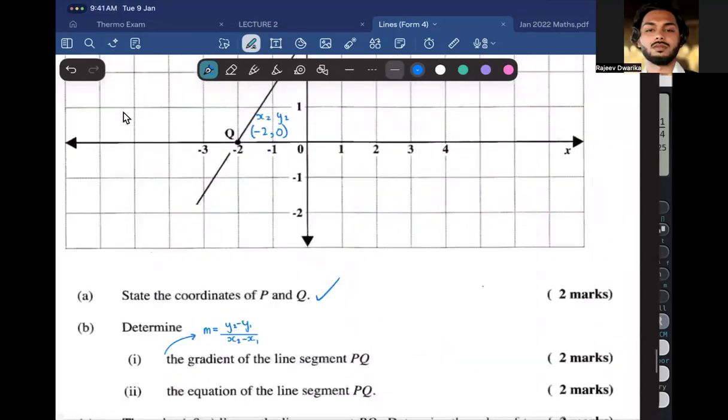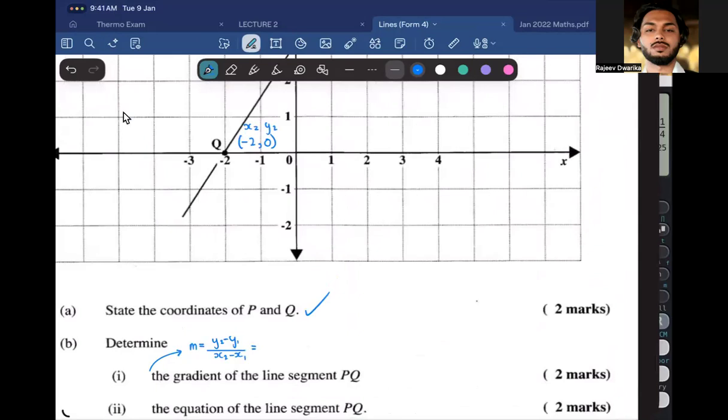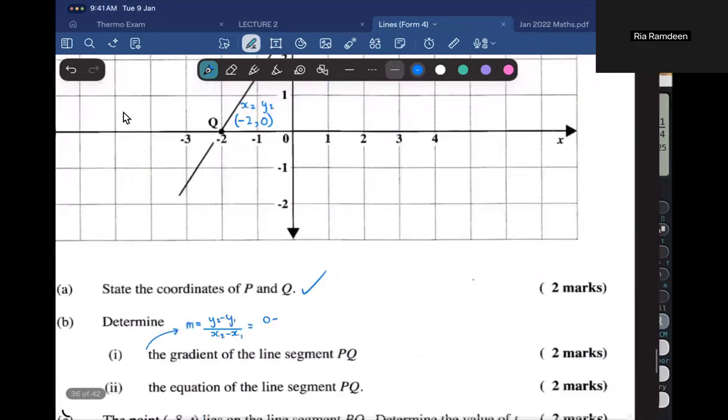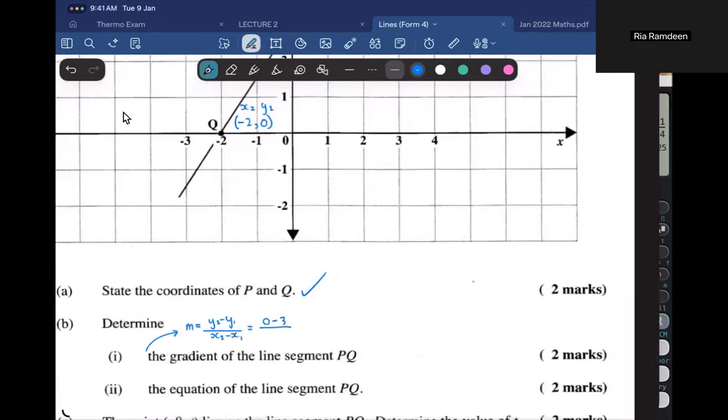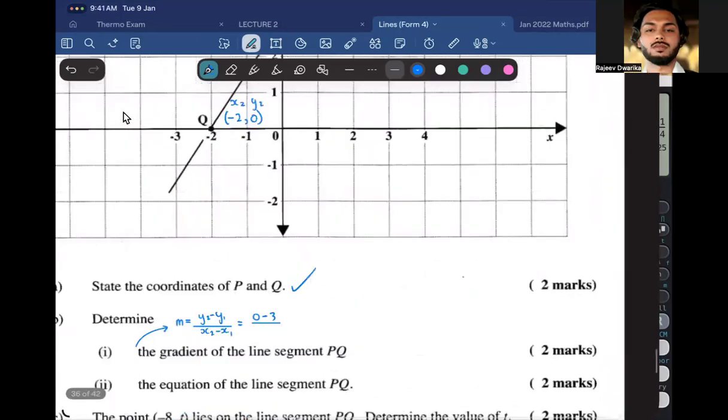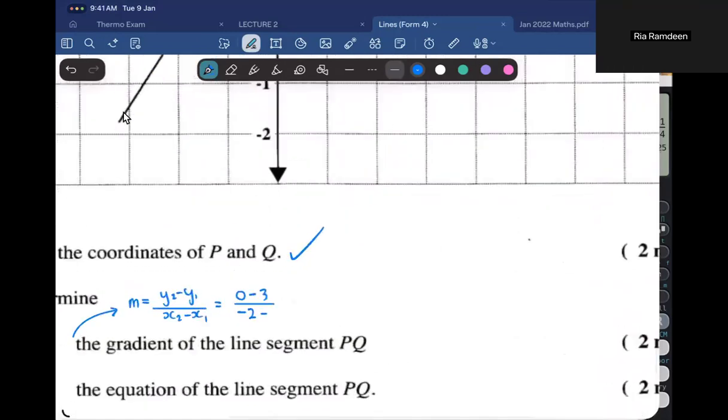Right? So then we're going to say 0 minus y1, 0 minus 3. x2 is minus 2, minus x1. x1 is 0. What is 0 minus 3? -3. What is minus 2 minus 0? -2. What is minus 3 divided by minus 2? 3 over 2. Right.